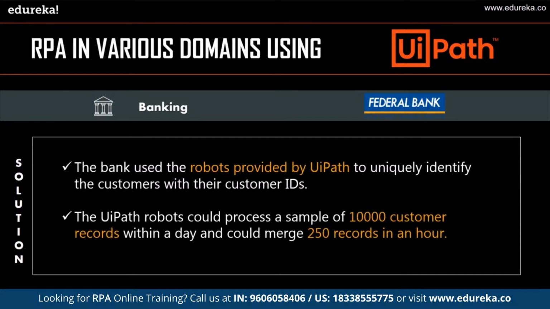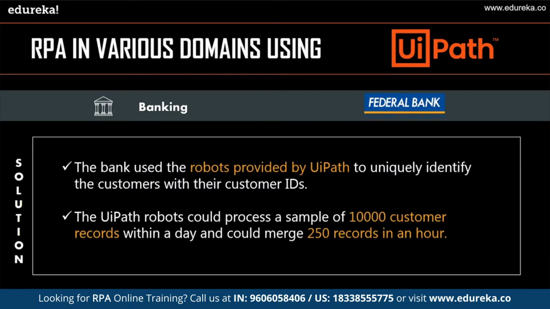Now, to overcome these challenges, Federal Bank started looking for various opportunities and started evaluating the top RPA vendors. After looking at the top RPA vendors, the bank zeroed in on UiPath, and then the bank started using the robots provided by UiPath to uniquely identify the customers with their customer IDs. These UiPath robots could process a sample of 10,000 customer records within a day and could merge around 250 records in an hour. Now, isn't that a great number, guys?